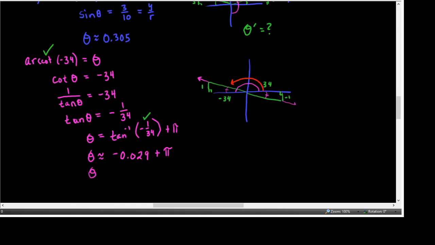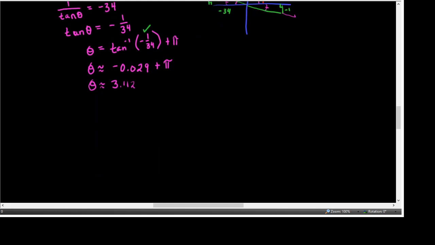This is supposed to be an answer between 0 and pi. So if you add pi to negative 0.029, the answer that's in your calculator, you'll get 3.112 approximately. And of course, that's about the size of that red angle that's indicated in my picture. Let's do another one.